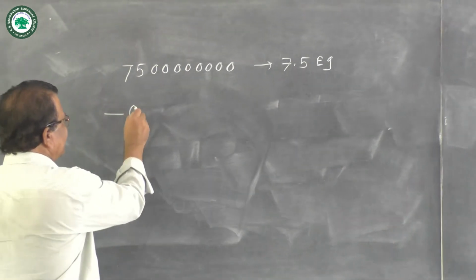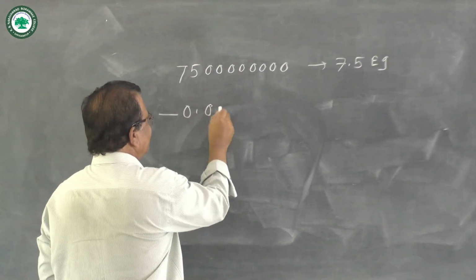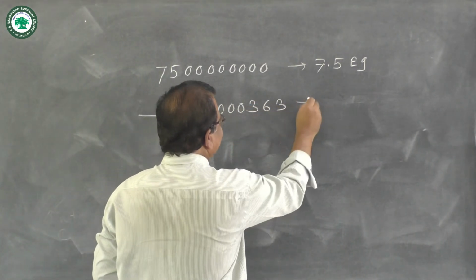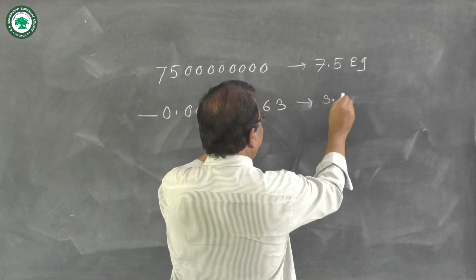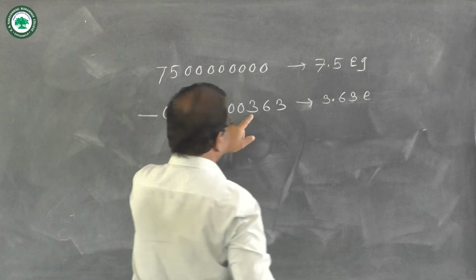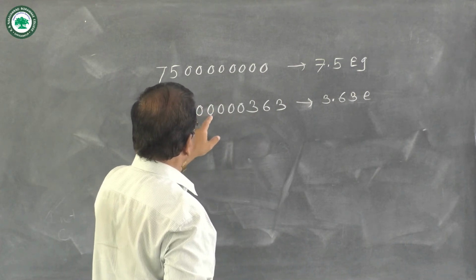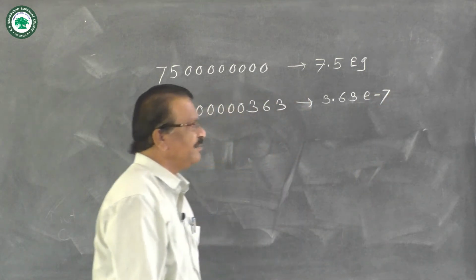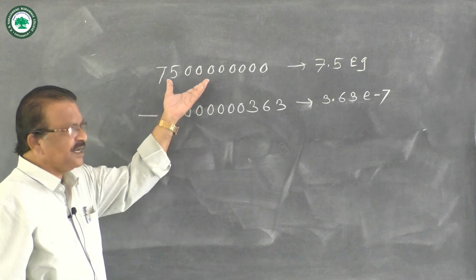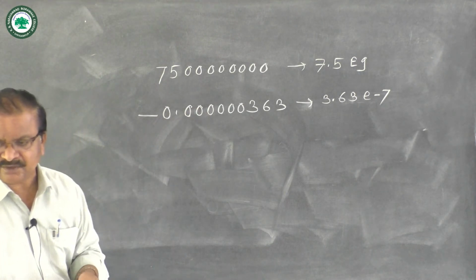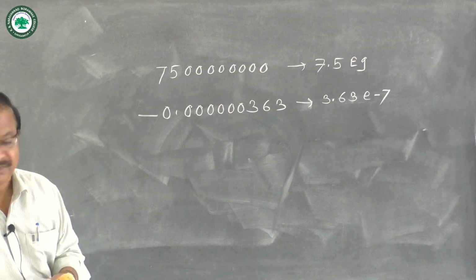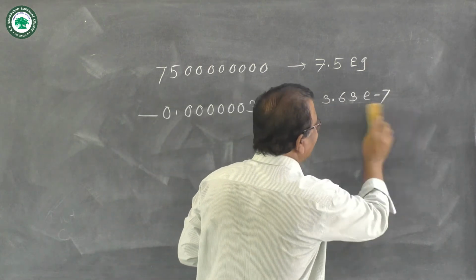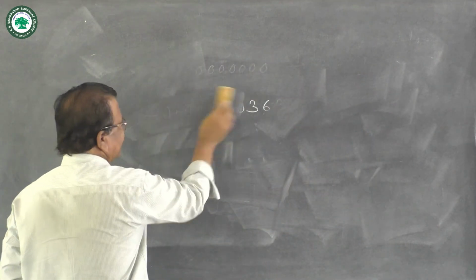Let us take a very small number such as minus 0.000000363. This number will be represented as minus 3.63E minus 7. So this is how a very large or very small number can be conveniently represented by means of exponential or scientific notation, which is very convenient as far as programming is concerned.